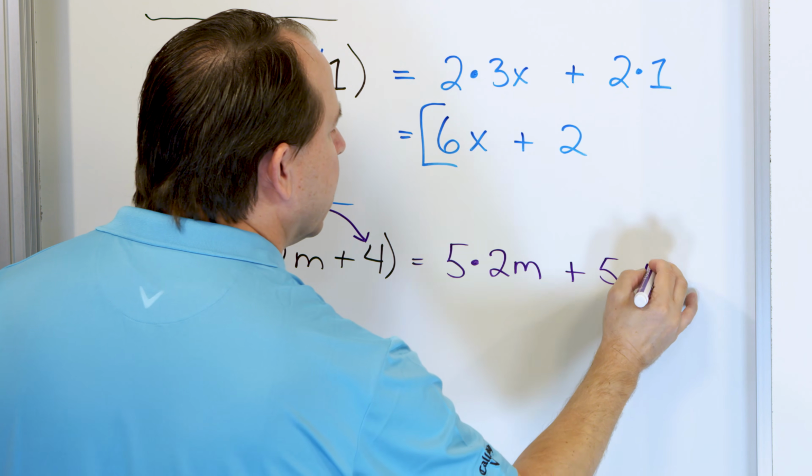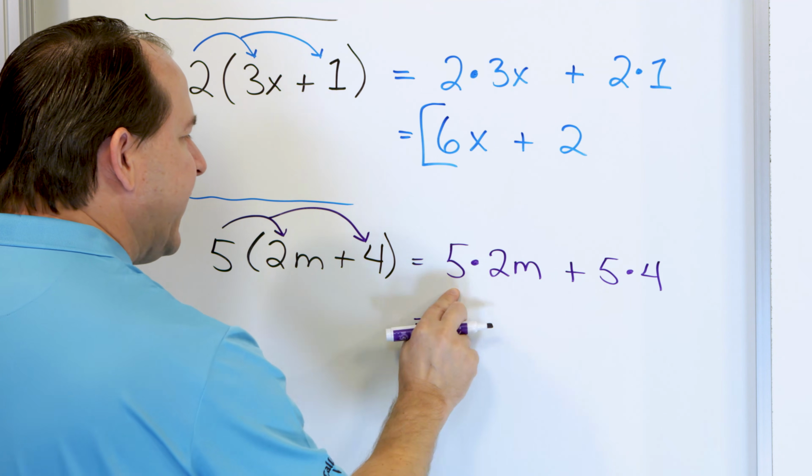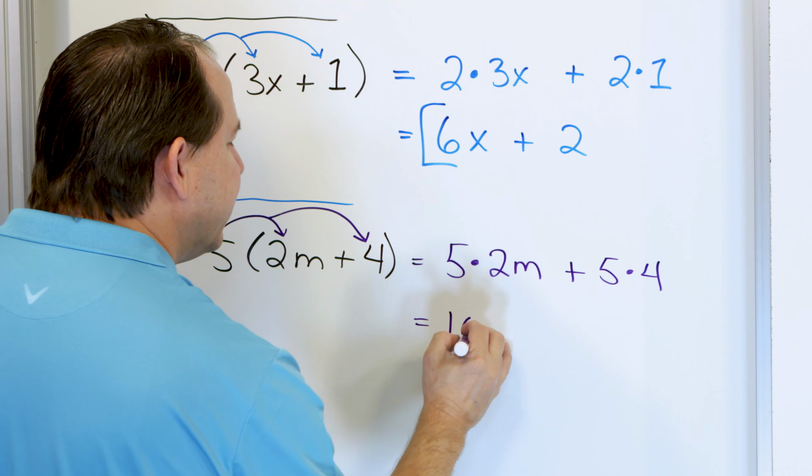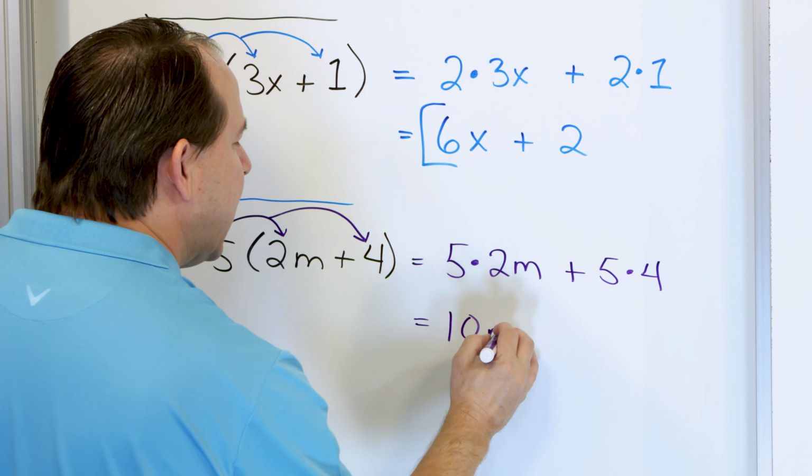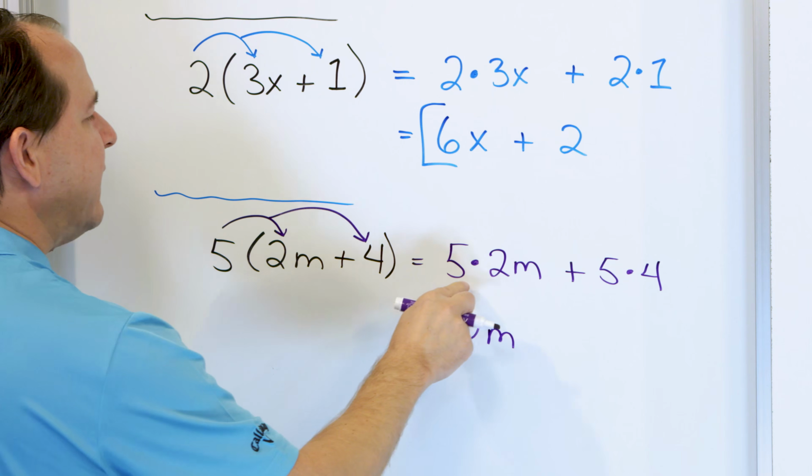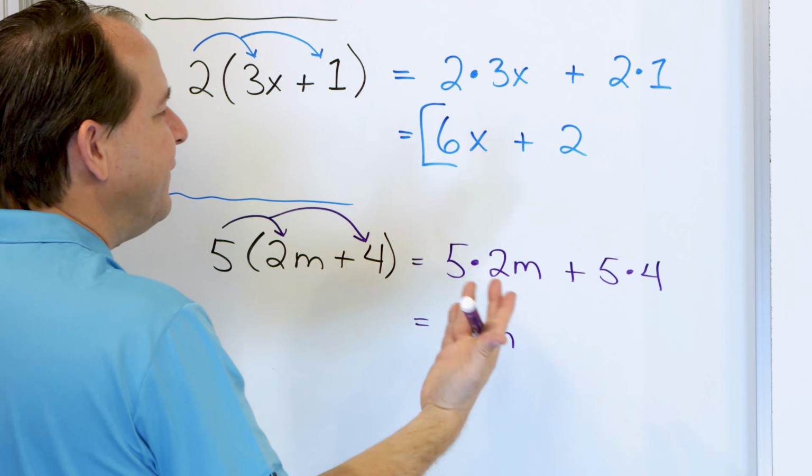5 times 4. The next step is to do this multiplication. The 5 times the 2 becomes the 10, and the m comes along for the ride. It's like if I had 2 monkeys, and then I decided to multiply by 5, I'm going to have 10 monkeys.